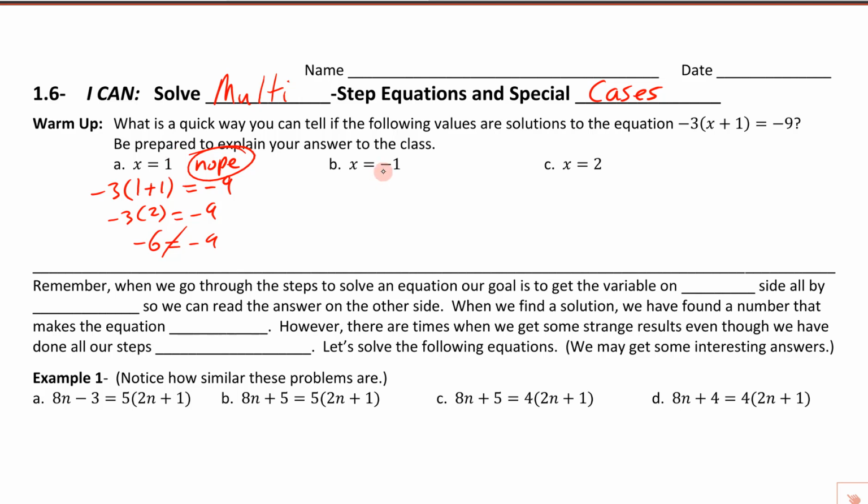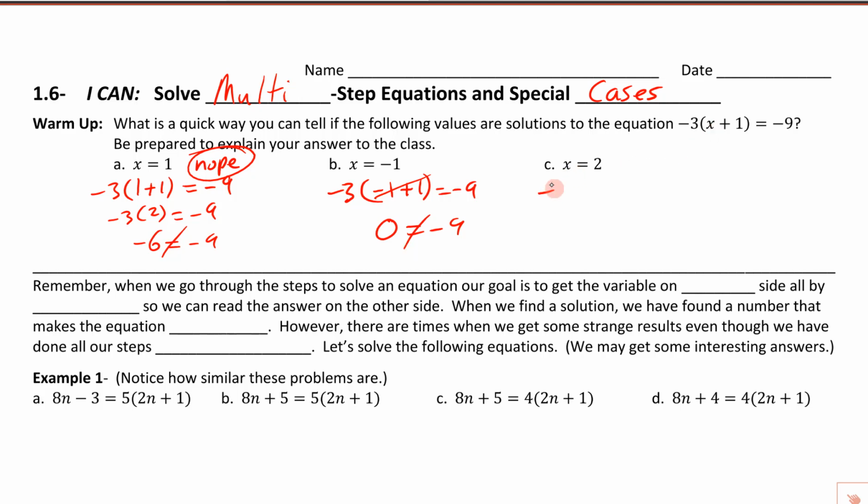Let's try this one. Let's plug that one in there. So this would be -3 again. And then wherever there's an x, we're going to put that -1. So this would be -1 plus 1. And you can kind of see that this is not going to work out well because these make a 0. So this side would be 0 and this other side would be -9. That does not work. That's not true. So hopefully this one is the answer.